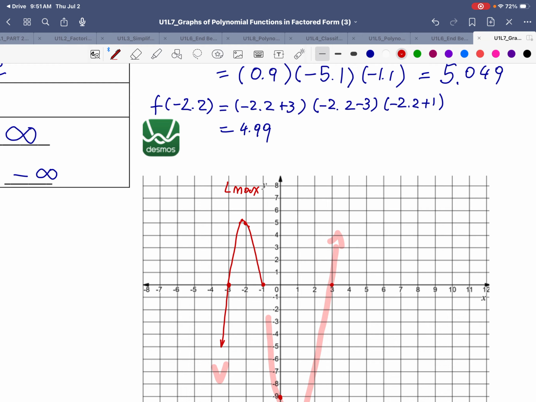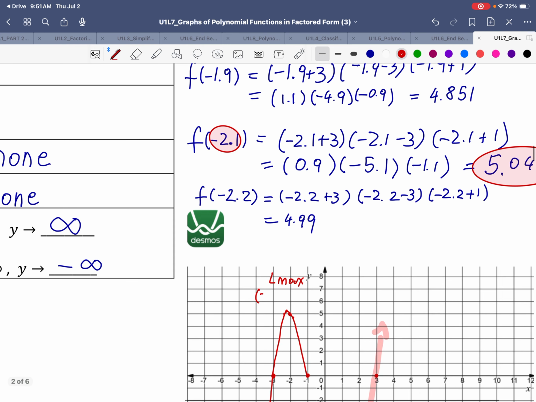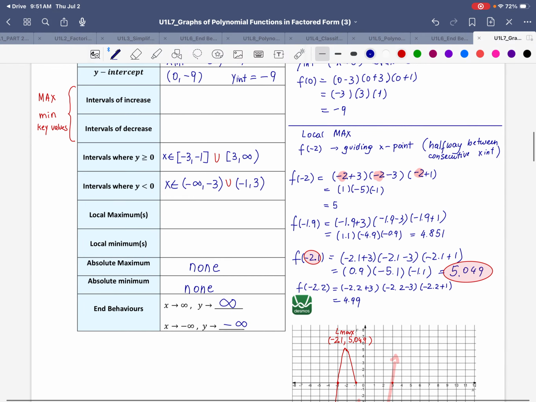So the local maximum in this case will be at x equals negative 2.1, y equals 5.049. So negative 2.1, 5.049, and obviously I'm going to write this information at the local maximum spot in here. So we're going to say local maximum is at negative 2.1, 5.049.